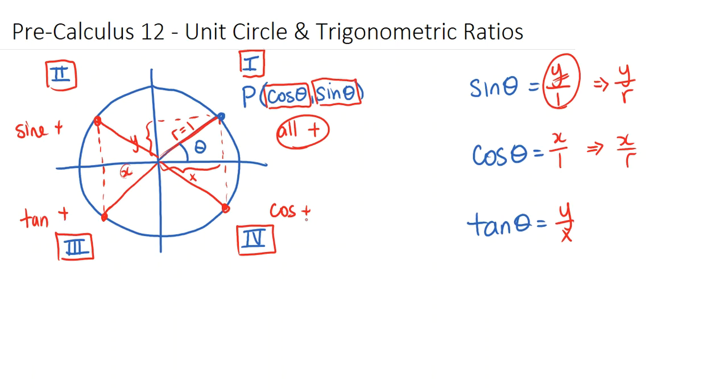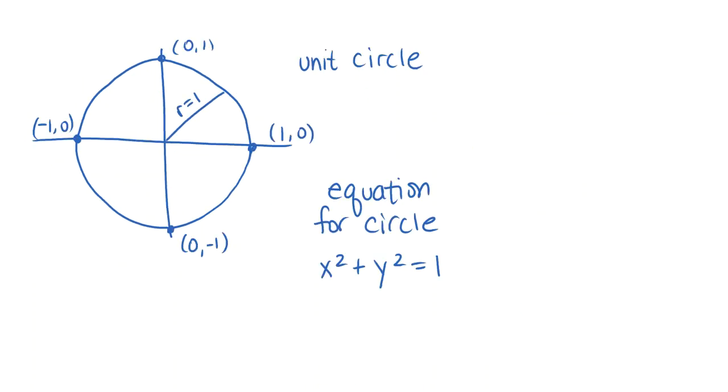So there is a little acronym, whichever ones you prefer to use. All Students Take Calculus, CAST. There are other acronyms I'm sure as well, but it goes all positive, sine positive, tan positive, cos positive. So using this information that we just talked about on the unit circle, there are some coordinate points that are nice and easy based on standard angles.